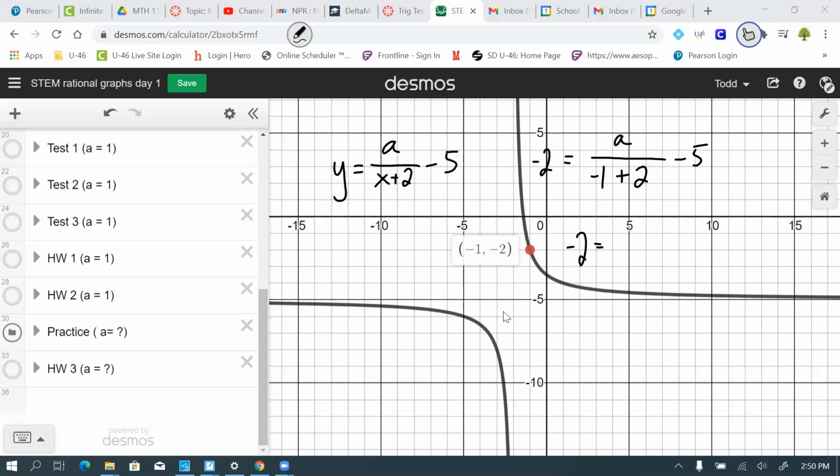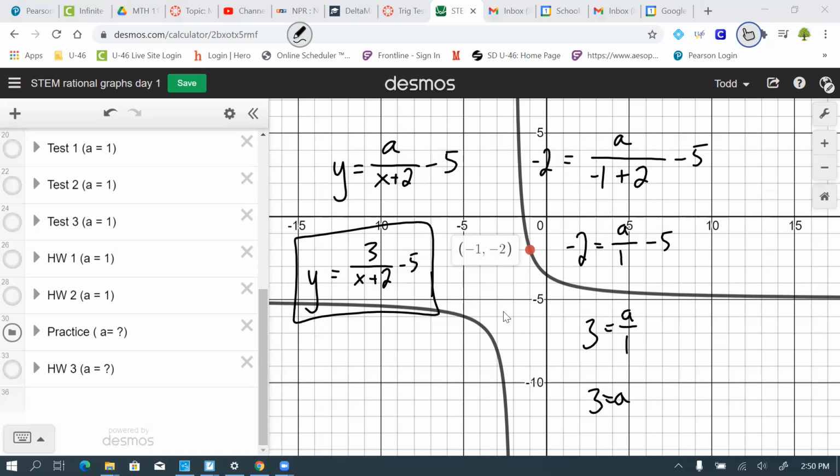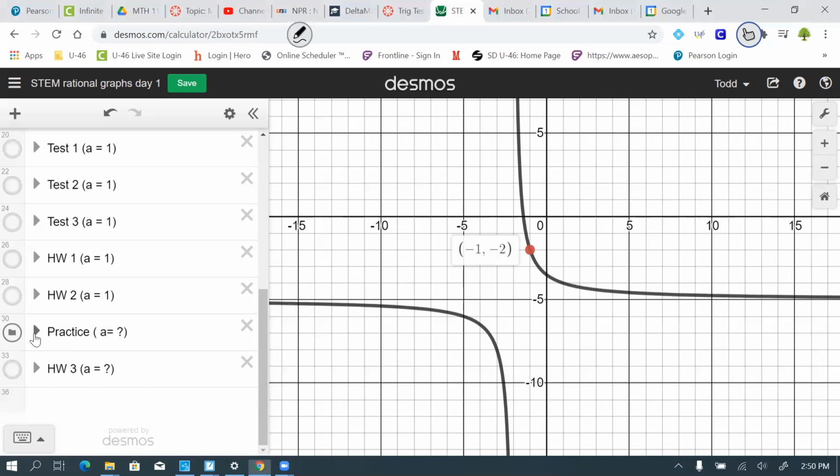So this is -2 equals A over 1 minus 5. I add 5 to both sides. 3 equals A over 1. So 3 equals A. Don't stop there because you're not done. The final answer is 3 over X plus 2, minus 5. All that work showing me how you found A is totally necessary.